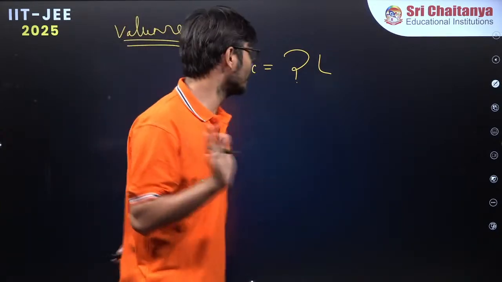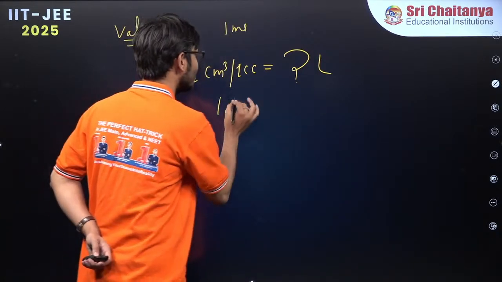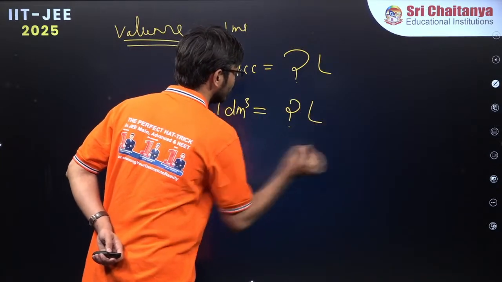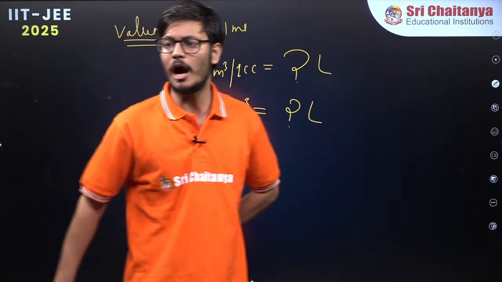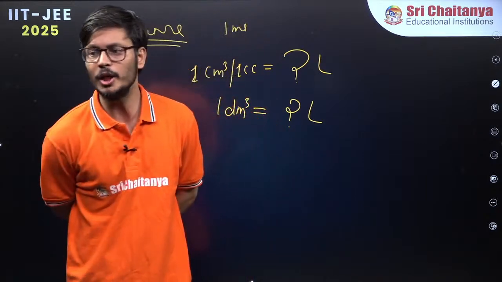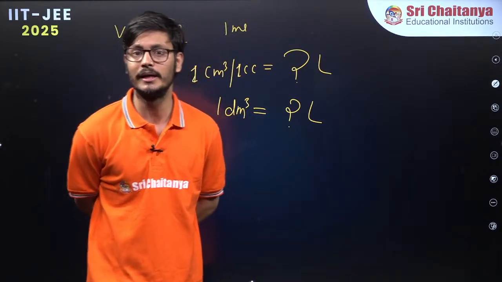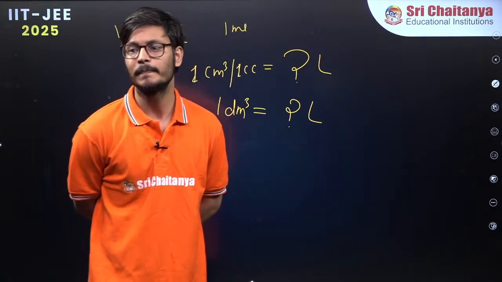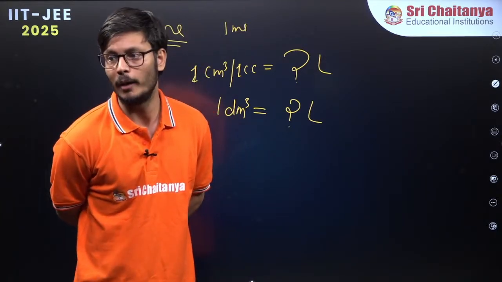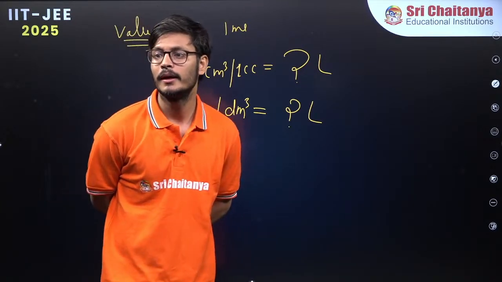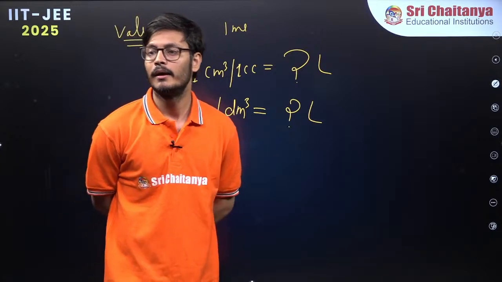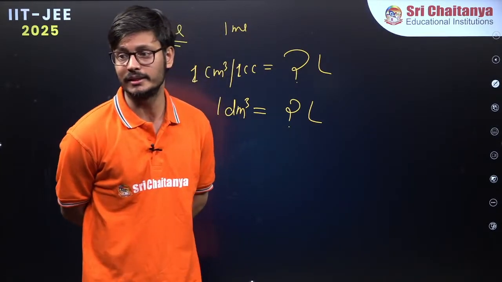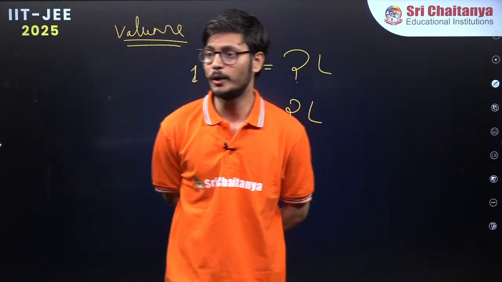Okay, let me ask one more question. 1 decimeter cube is equal to how many liters? Tell me, beta ji. 1 dm cube is equal to how many liters? Give me the information. 1 dm cube, how many liters? Give me the answer.